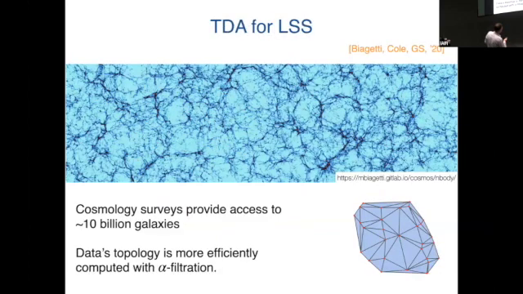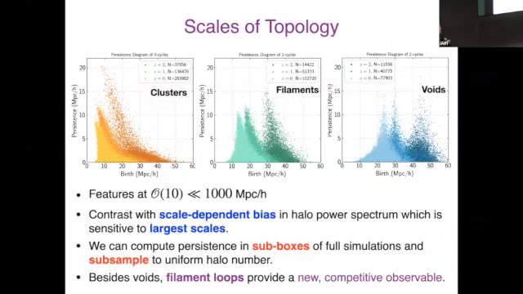All right. So now, in real life, when we are looking at these cosmological surveys, there are tens of billions of galaxies. So scalability is very important. And so a lot of what we did in our work is to make this computation scalable. One of the ways to make the computation scalable is to use this alpha filtration, but there's a lot more that we said in the paper, but maybe I won't go into the details of that.